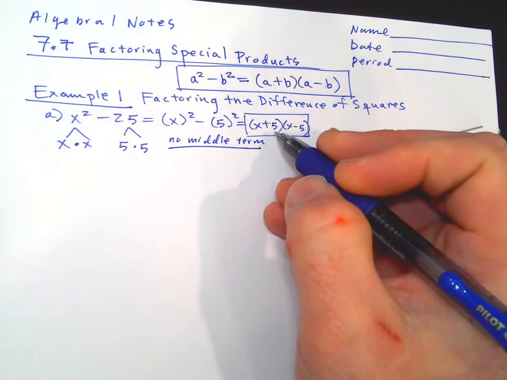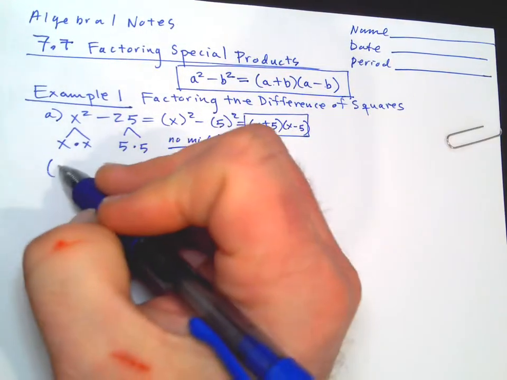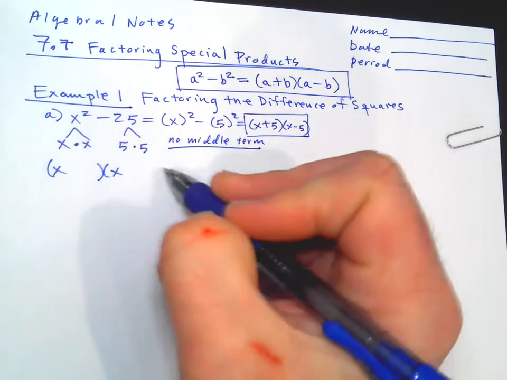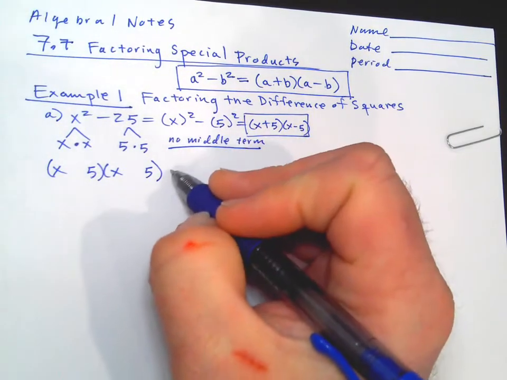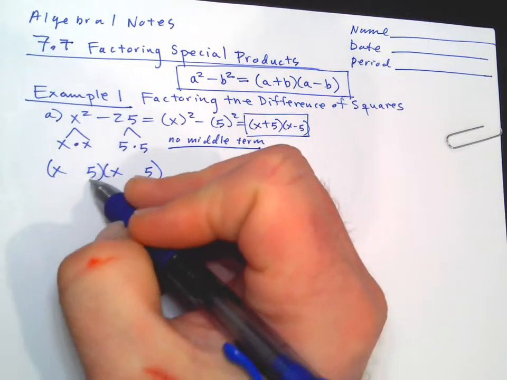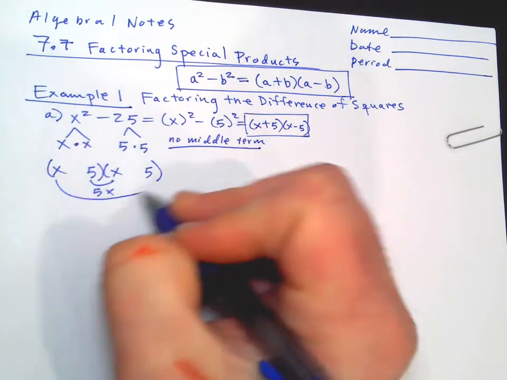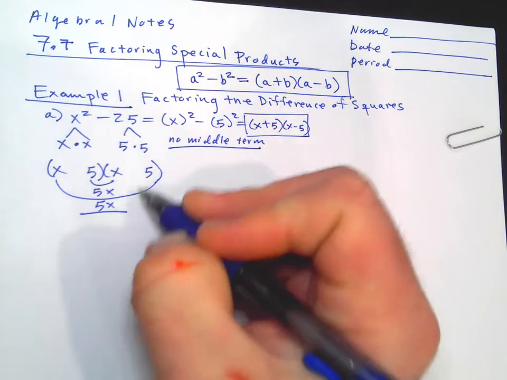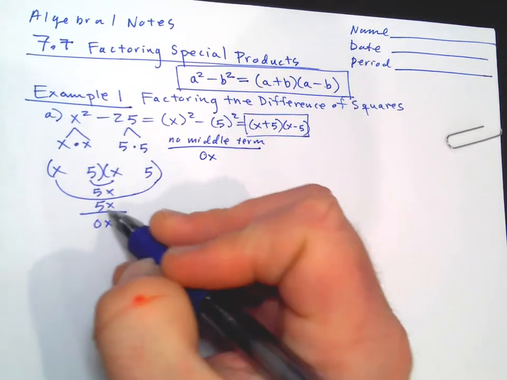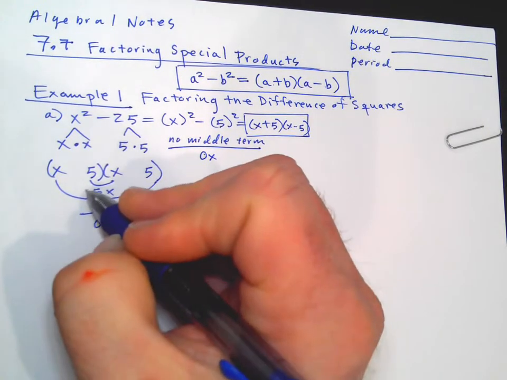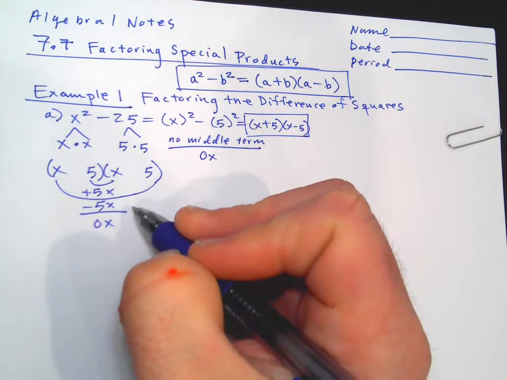And so what that means is when we go to the next step, like we did before, we put x and 5 in. This is going to be 5x. This is going to be 5x. And there's no middle term. So that means there's 0 x's. They need to add up to 0 x's. So that means one's got to be positive, one's got to be negative.